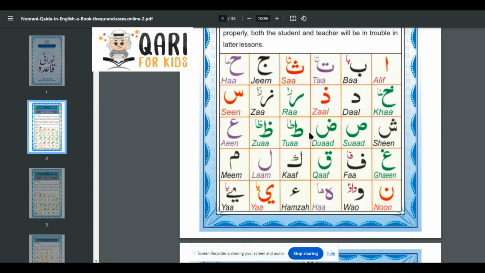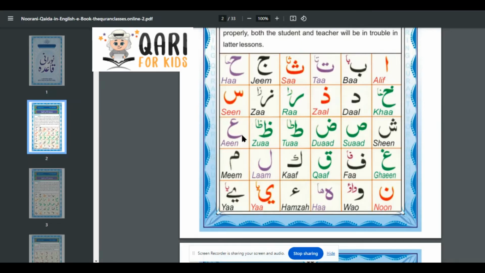Next letter is To. Next letter is Zo. These two letters, To and Zo, look almost similar, but the difference is To has no dots and Zo has one dot above it.